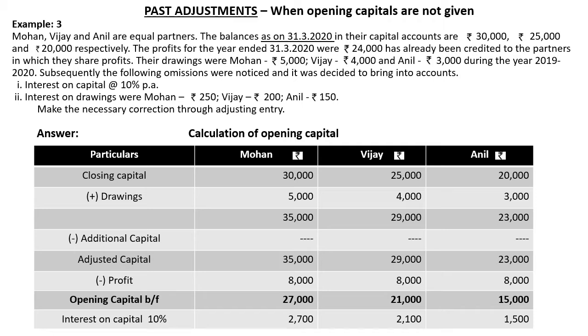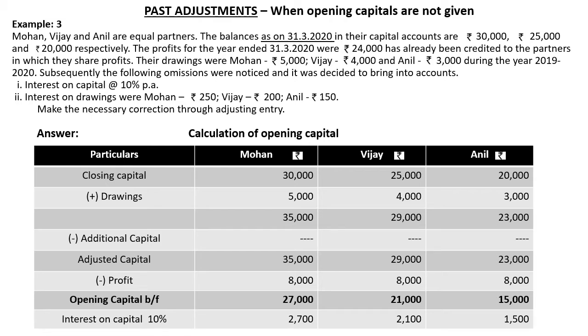So closing capital plus drawings we have to add. Everybody will get an amount. Then additional capital, here there is no additional capital, so leave as it is. Then adjusted capital also will be the same. Then profit we have to deduct. Profit amount totally 24,000 which should be distributed equally, 8,000, 8,000, 8,000. Then opening capital is the balancing figure. Mohan's 27,000, Vijay's opening capital 21,000 and Anil's 15,000.